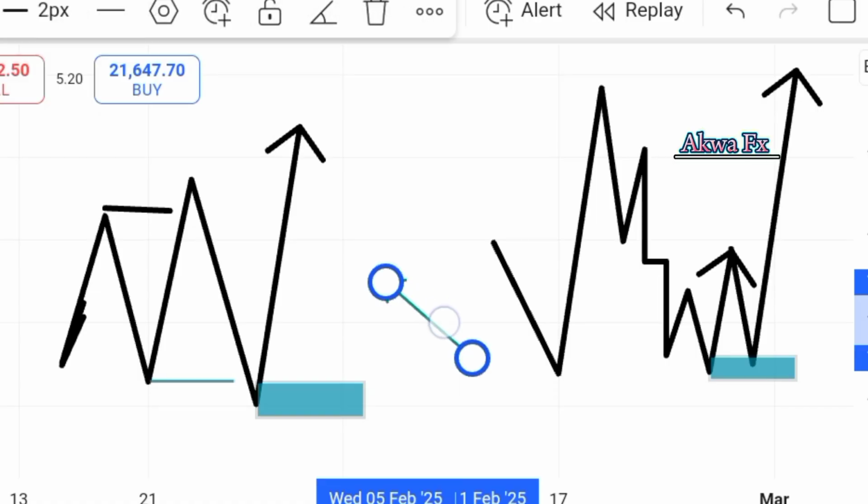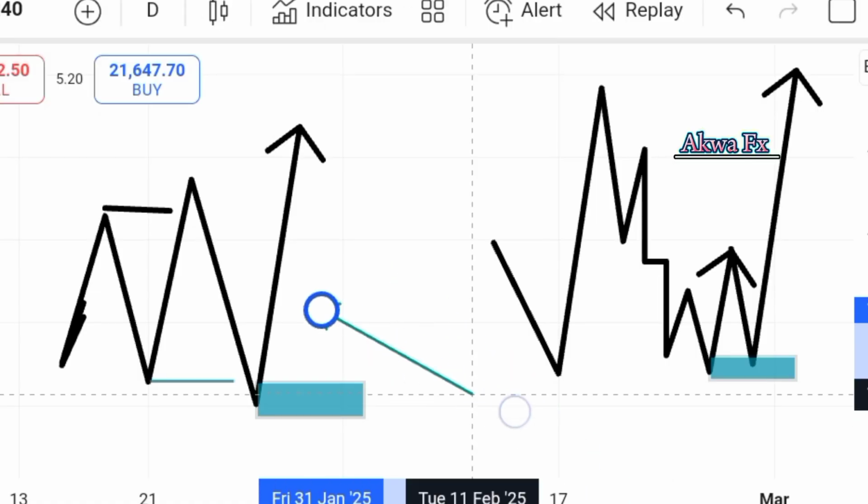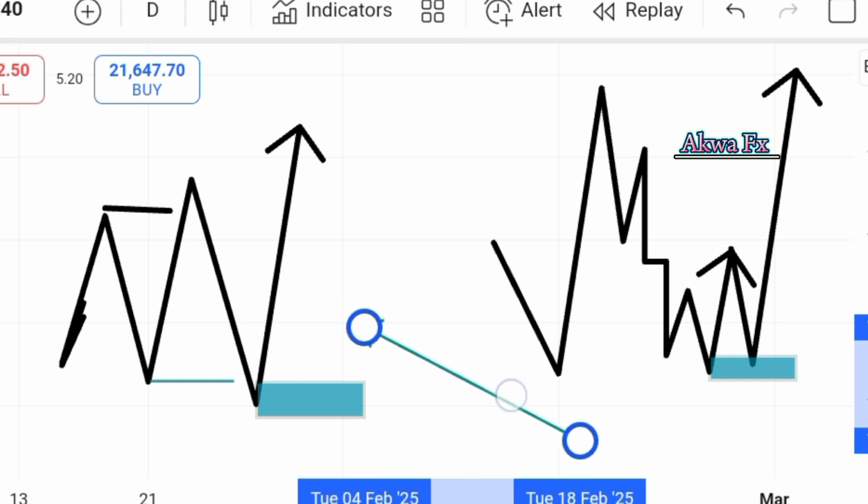So let's go to the chart. Let me show you step by step how you can implement this liquidity grab in your trading. As you can see, here are the two types of liquidity grab we are to look at today.